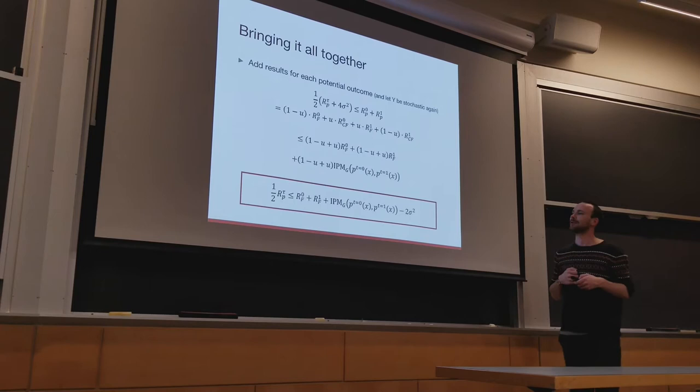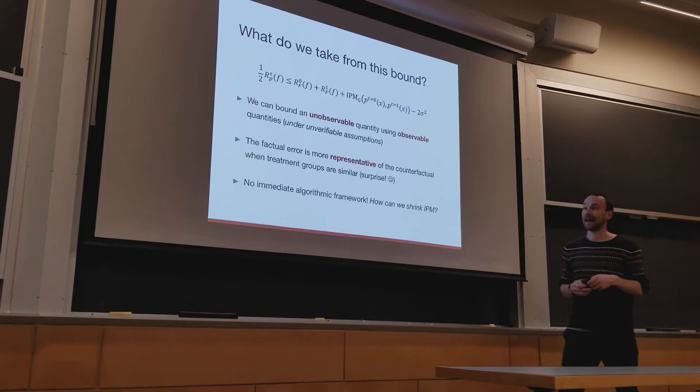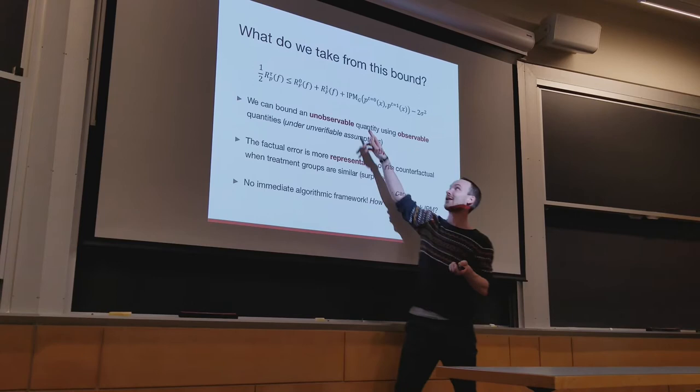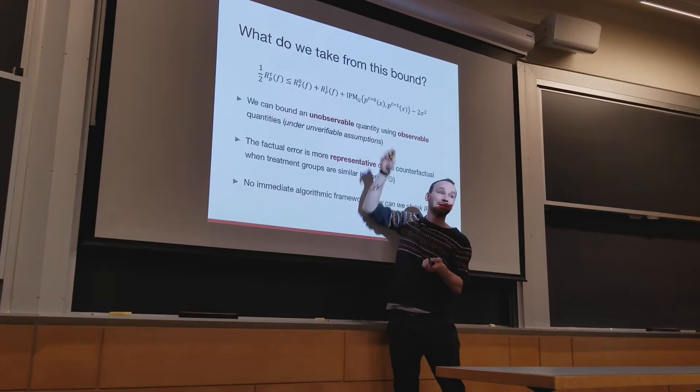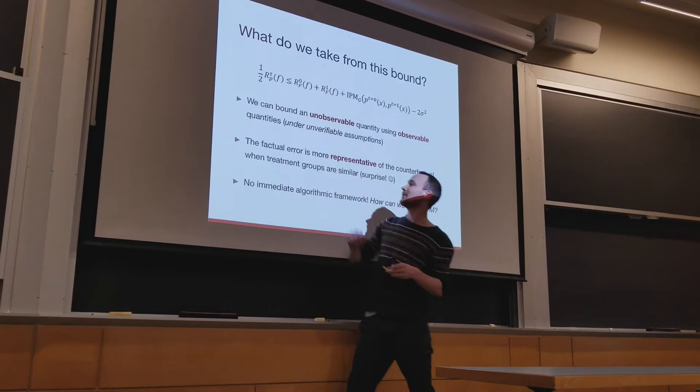So what do we take from that bound? We can bound an unobservable quantity, the CATE risk, using observable ones. Unfortunately, we have some assumptions that are not verifiable, and specifically, we can't say for certain that our loss is in this function family g. Now, we could pick a very, very large g, but that would also mean that the supremum is over a larger set, so we get a looser bound. We can say that the factual error is more representative of the counterfactual ones, in that this thing is closer to these two, if the treatment groups are similar. And that's very intuitive, but it's nice to see that it comes out anyway.